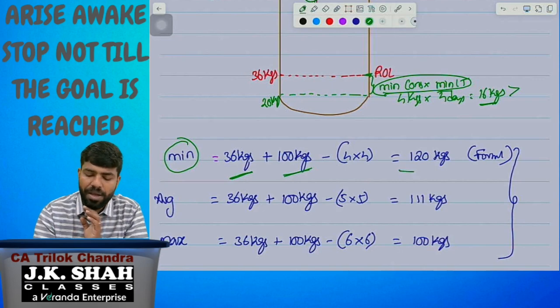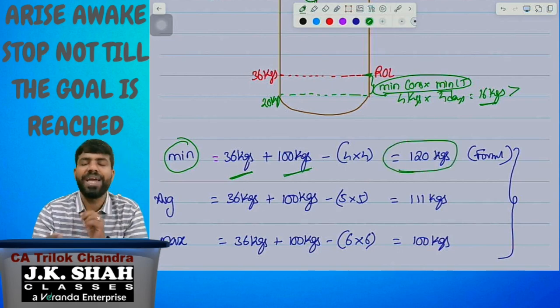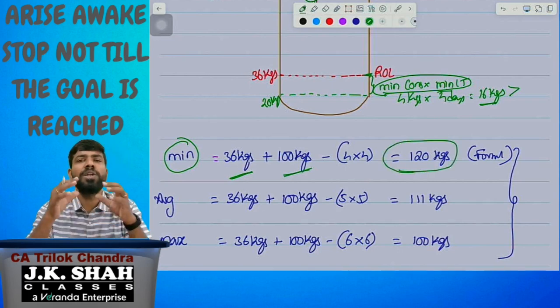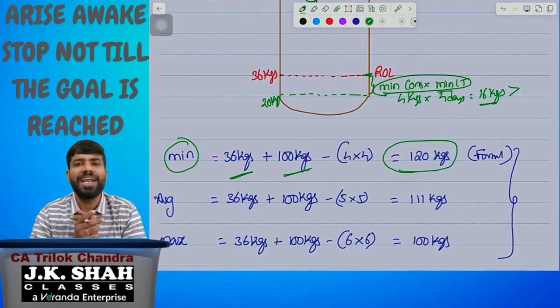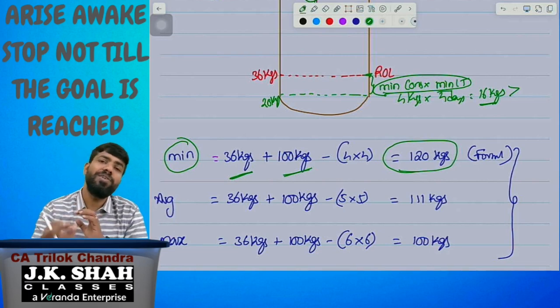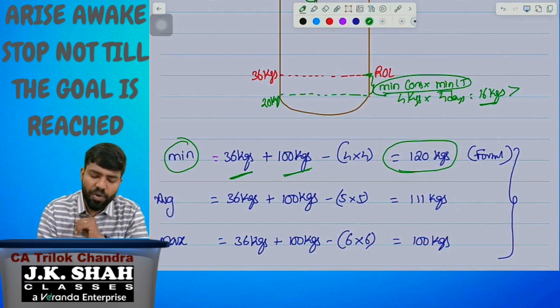We are recommending to the management to maintain 120 kgs as the maximum stock level. When you take the average details, in place of 4 into 4, we'll take 5 into 5, it will be 111 kgs. When you take the maximum details, it is 6 into 6, it will be 100 kgs.